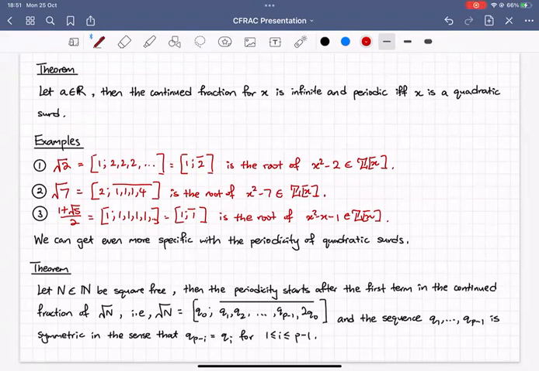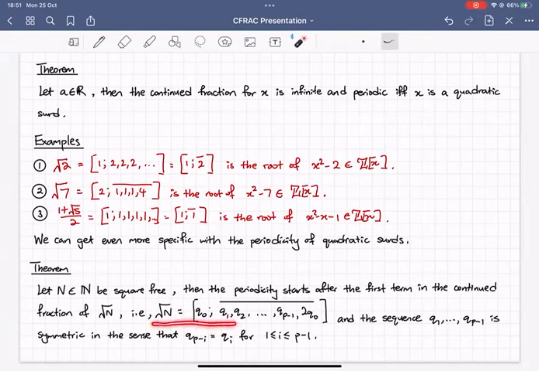Okay, so there's a difference between these two and the golden ratio. And it's best illustrated by this theorem underneath. Let n, a natural number, be square free. That just means it's not a perfect square. So n can't be 4 or 9 or 16 and so on. If it's square free, then the periodicity starts after the first term in the continued fraction of the square root of n.